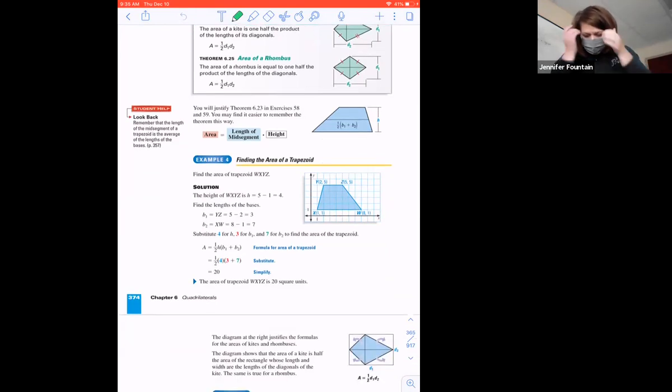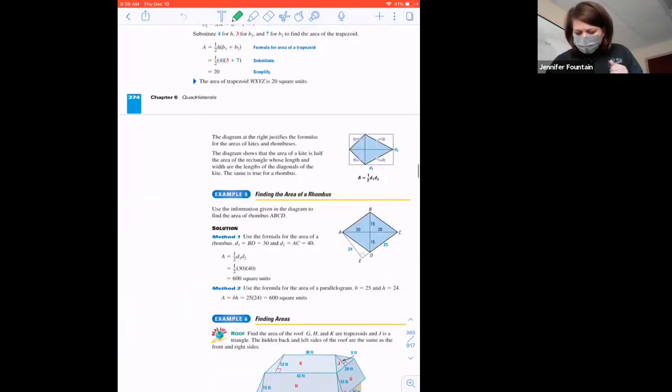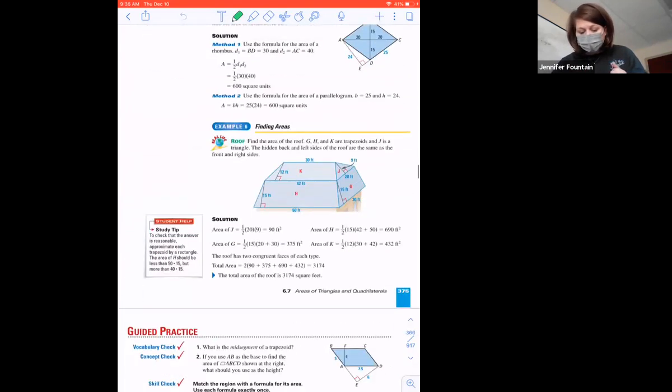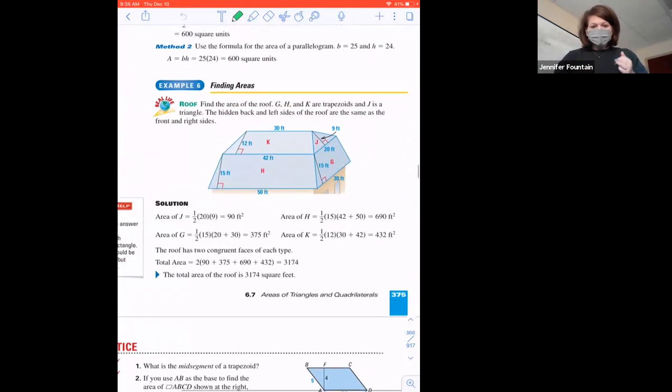All righty, let's go ahead and take a look. Did I give y'all an assignment on this section yet? Oh, we were going to pick up with example 6. Let's look at example 6 for just a minute. It is on page 375, so turn to page 375.